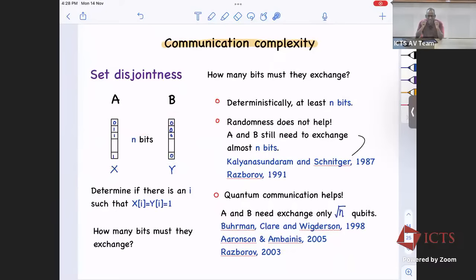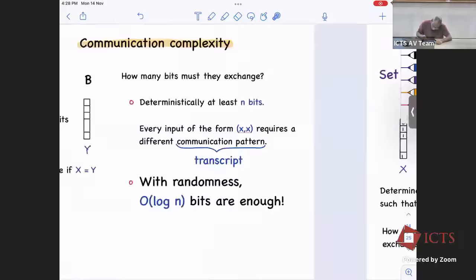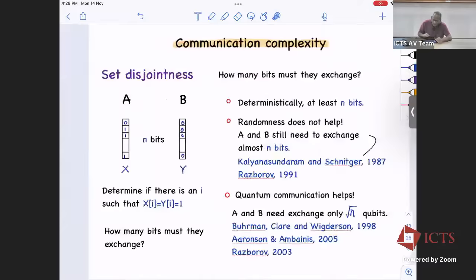Alice is sitting somewhere, Bob is sitting somewhere. Alice has an n-bit calendar, and Bob has an n-bit calendar, meaning slots. They have both marked which days they have other commitments, and now they want to find out if there is a slot free for them to meet. If they want to solve this problem, it turns out that deterministically, they still need n bits of communication. Now, in a very similar problem, randomness was of great help. The moment we allowed some small amount of error, we could reduce the communication from n to just log n.